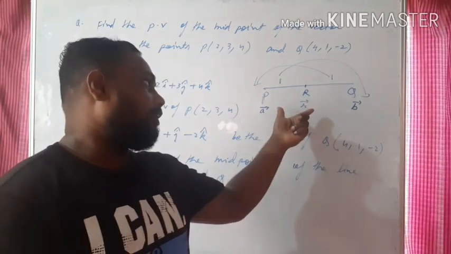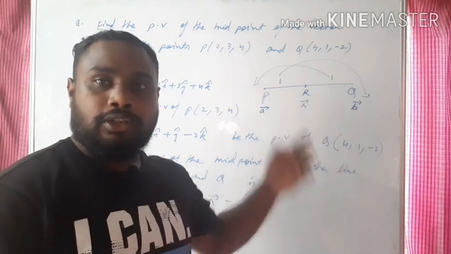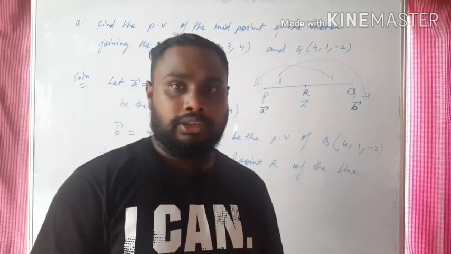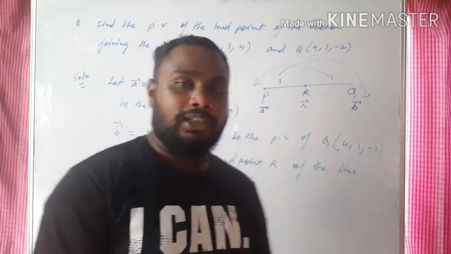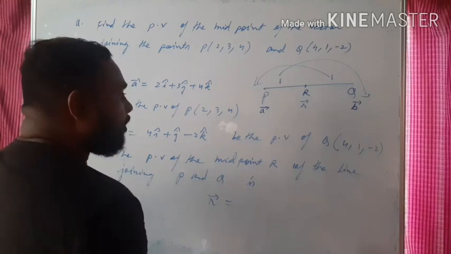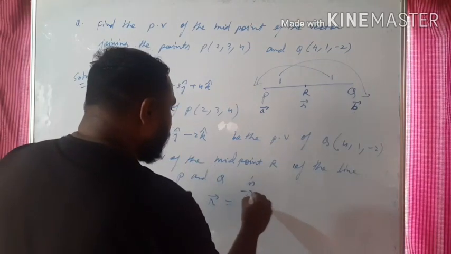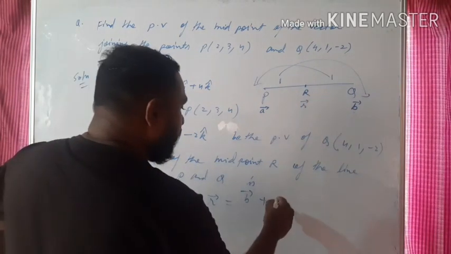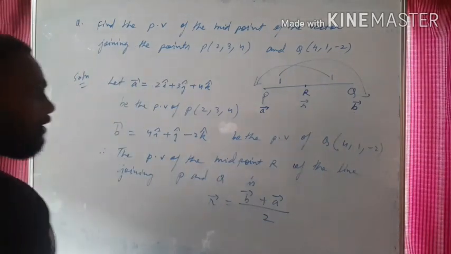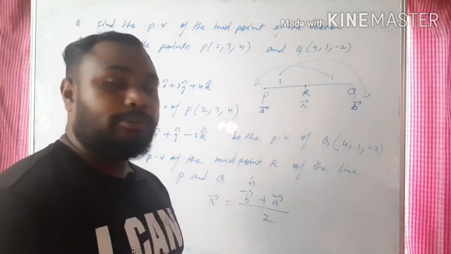So if you want to follow the section formula, you can follow it, or if you want to find a midpoint, just add the two vectors and divide by 2. That is also the way to find the midpoint. So similarly I will do 1 into b, that is b only, plus 1 into a, that is a only, divided by 1 plus 1, which is 2. So it is like we are adding the two vectors and dividing by 2. That will be the position vector of the midpoint.